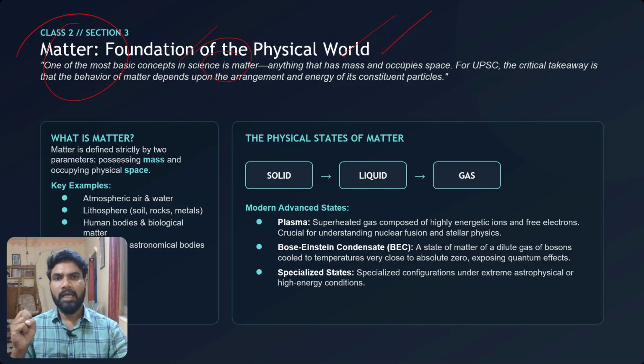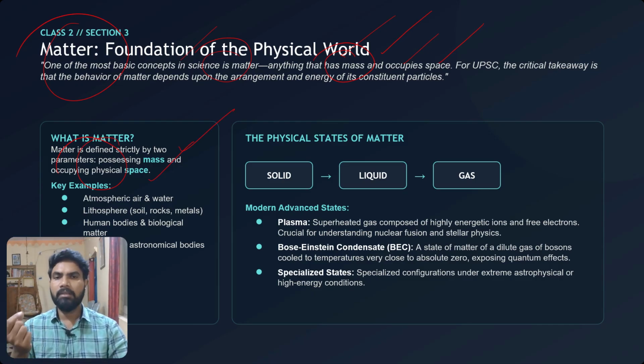Anything that has mass and occupies space is called matter. Matter is anything that has mass, meaning it has some weight, and it occupies some space. So matter is defined strictly by two parameters: possessing mass and occupying physical space.